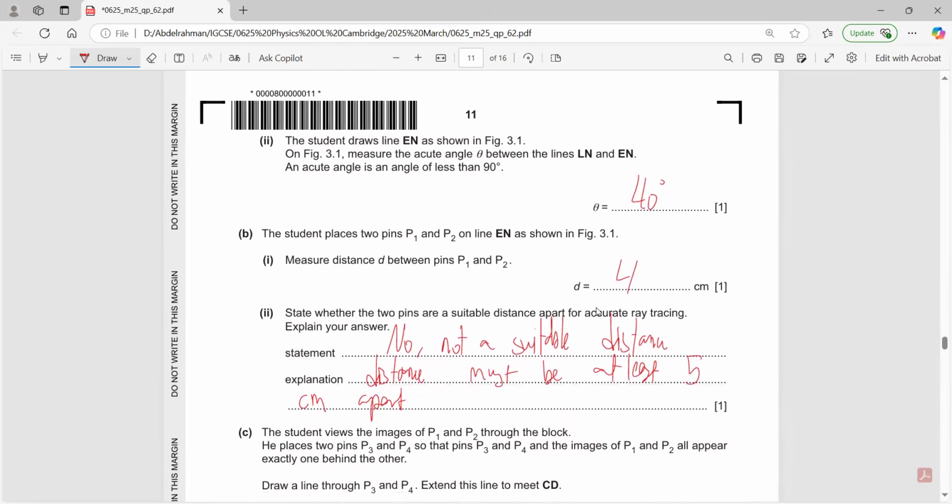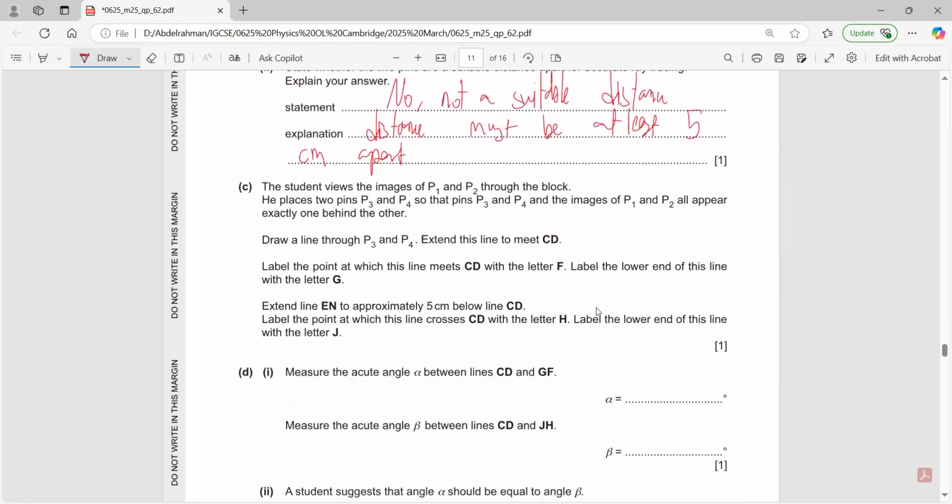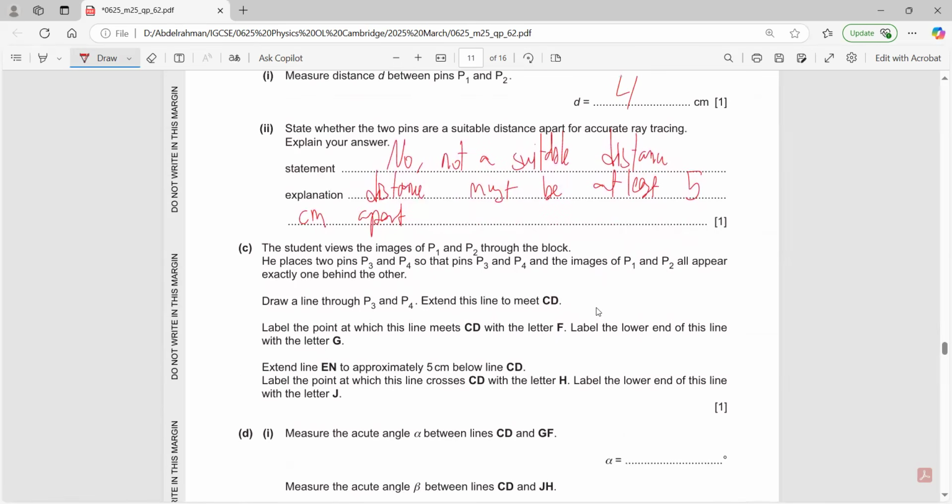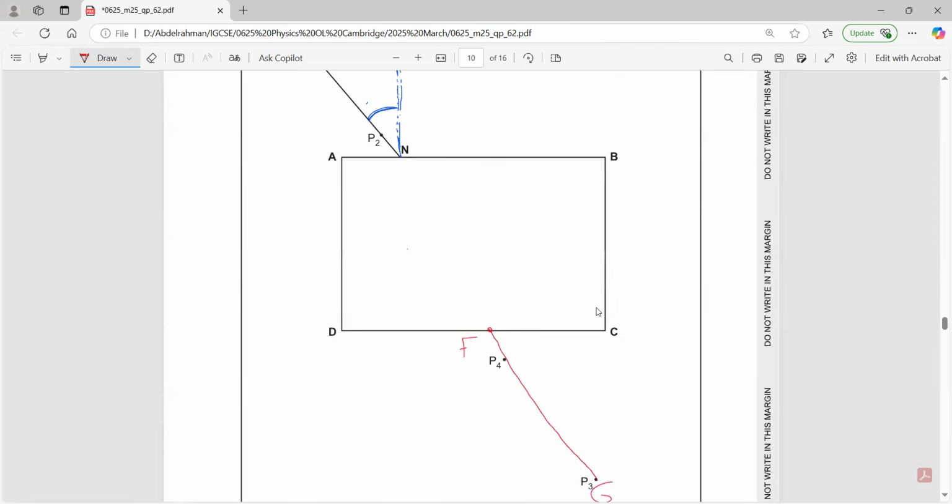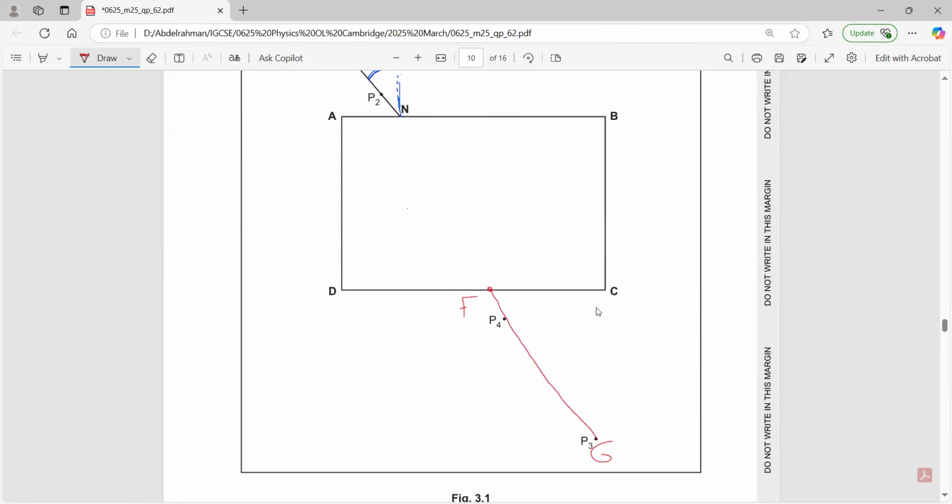Not bad. Then extend EN approximately 5 centimeters below CD, and label the point at which this line crosses CD. So let's start by extending line EN to approximately 5 centimeters below CD. Again, you're using a ruler, so this must be a very accurate drawing. 5 centimeters below CD, so you should measure this distance from this point to this point. It should be 5 centimeters.